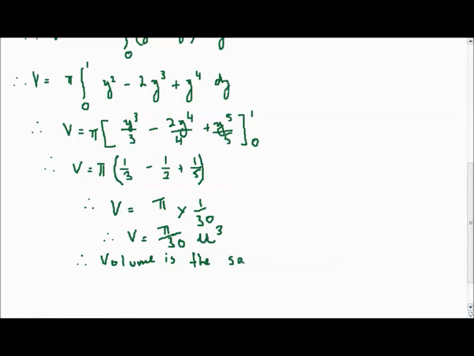Okay, now the advanced students might want to ponder why that is the case, because generally you'll find that when you rotate a shape around the x-axis, you'll get a different volume to when you rotate it around the y-axis. Okay, but I'll let you sort that out for yourselves.